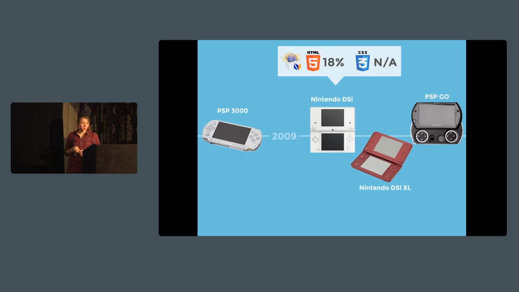Between 2007 and 2012, there was a big lull in TV consoles, but plenty of portable ones came out with browsers in the PSP and DS range. So this is the DSi, and I've got it right here. You're welcome to pass it around.